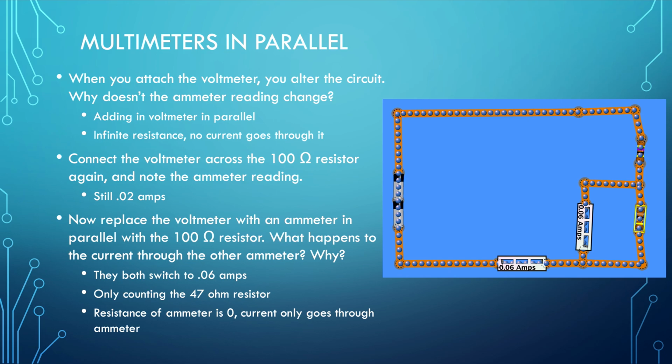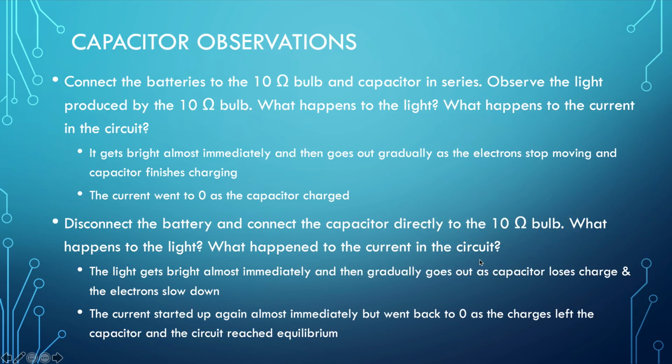And then we replaced the voltmeter with an ammeter, and now the current does change. It switches to 0.06, and that's because ammeters have 0 resistance, so the path through the ammeter is the path of least resistance, and that's where the current's going to go. So the current's only going to go through the 47 ohm resistor, which is why the current changes.